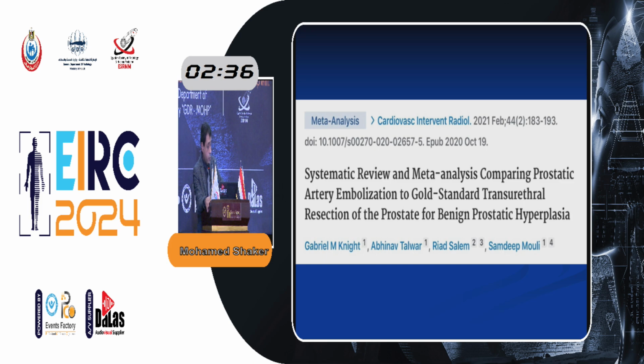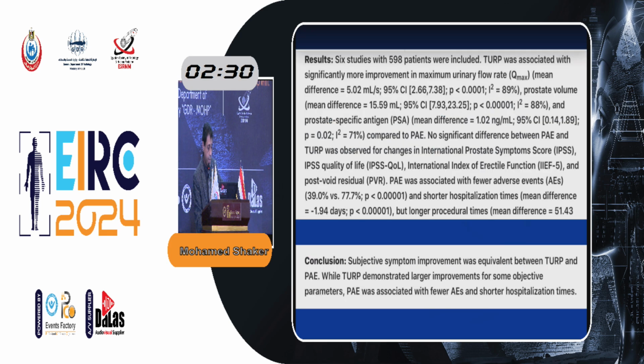Many studies, up to systematic reviews and meta-analyses, compared prostatic artery embolization with the gold standard for BPH, TURP, and concluded that subjective symptom improvement was equivalent between TURP and PAE, while TURP demonstrated larger improvement of some objective parameters like the Qmax and prostate volume reduction. However, PAE was associated with fewer adverse events and shorter hospitalization time.